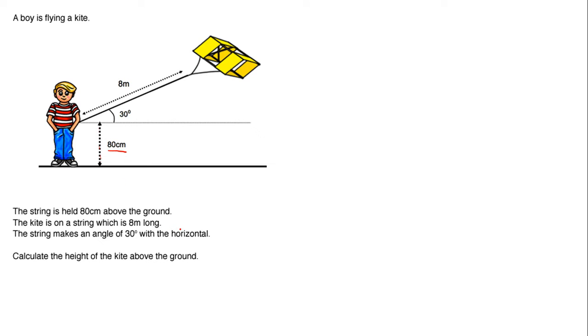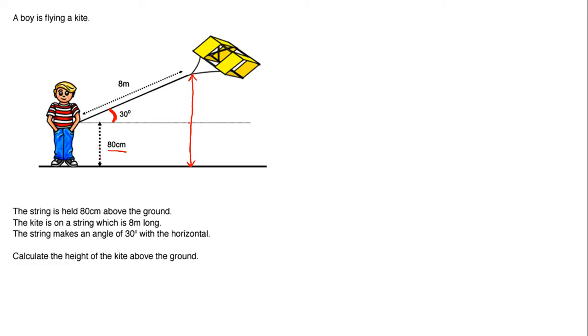And the string makes an angle of 30 degrees with the horizontal. And now they have made a horizontal and they have put this 30 degrees right there. Now calculate the height of the kite above the ground. This is my kite and this is my ground, which means that this is the height that they want.